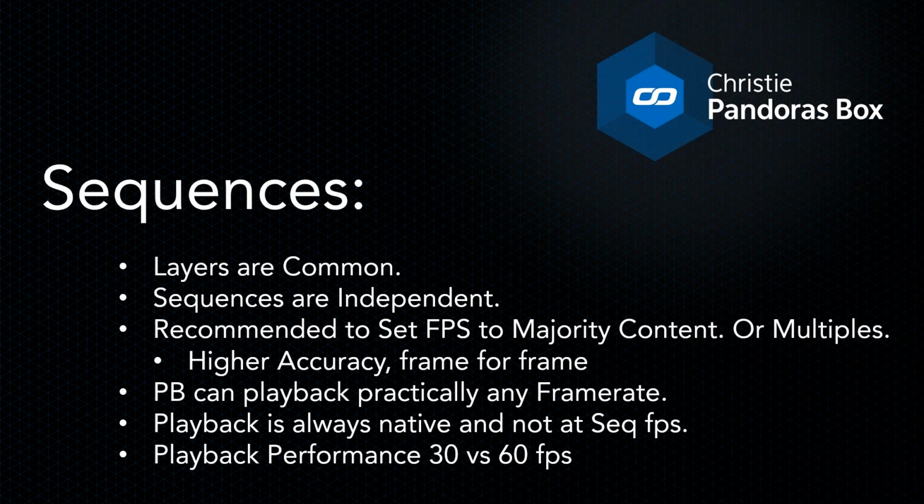Another tip with regards to setting up your sequences when you set up a project is it's recommended to set your frame rate to the majority of your content. So if you're playing back 60 frames per second or 30 frames per second content, set your sequence to that frame rate. This way you have higher accuracy, and you don't have frames kind of starting between your frames, your sequence frame rate. So it just helps with your rounding to have more accurate representation of your video content.